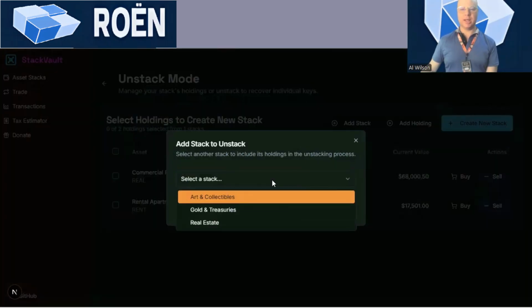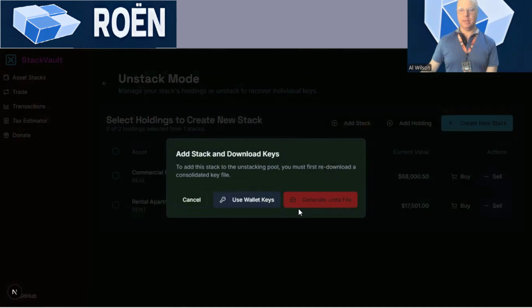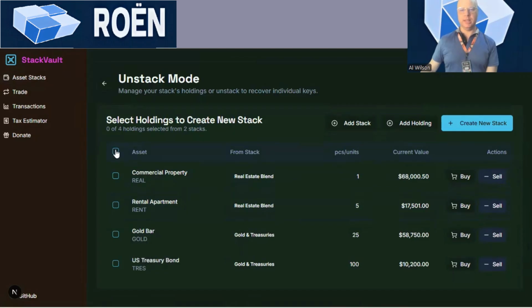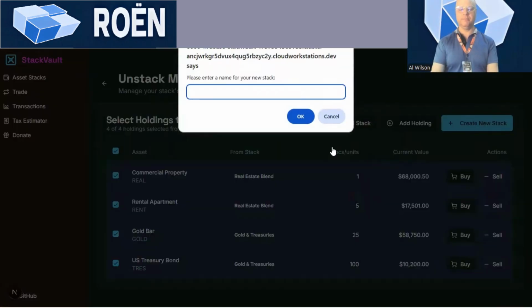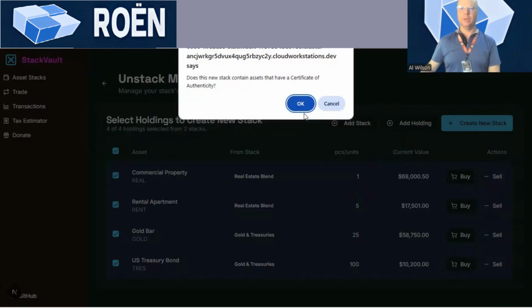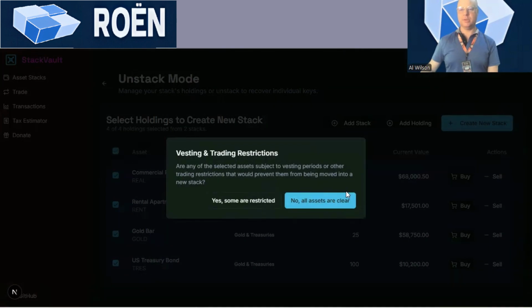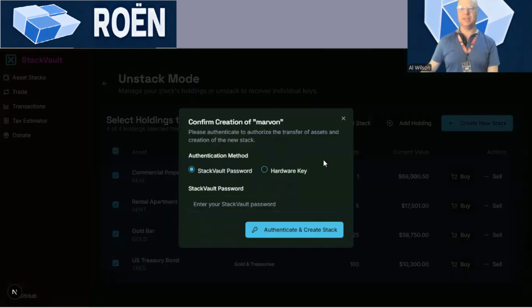We'll go ahead and add to this stack with another stack, and we're going to combine it and generate another readable key. Now we're going to go ahead and select all the underlying assets and create a new stack. We're prompted for certificates of authenticity. This is confirmed and it will proceed with stacking after all vesting and trading restrictions are clear.